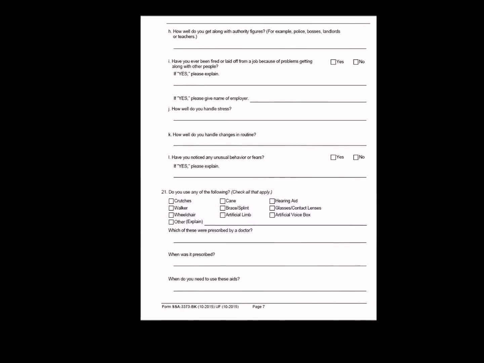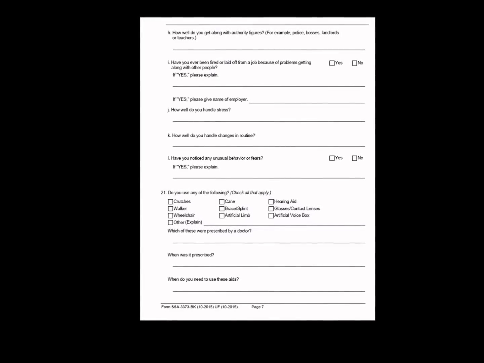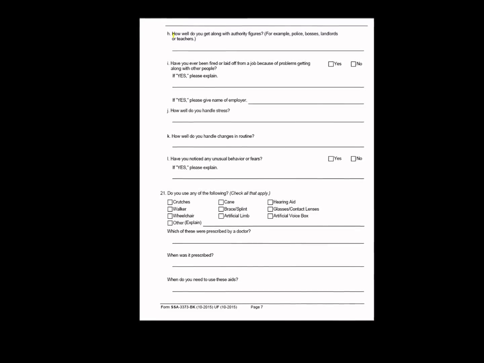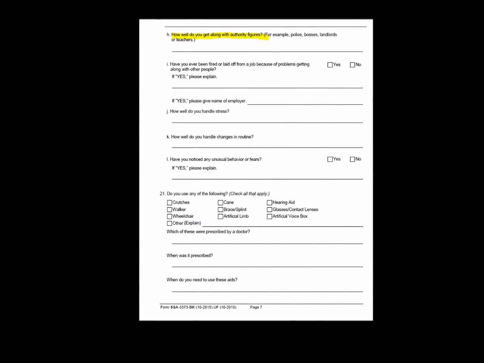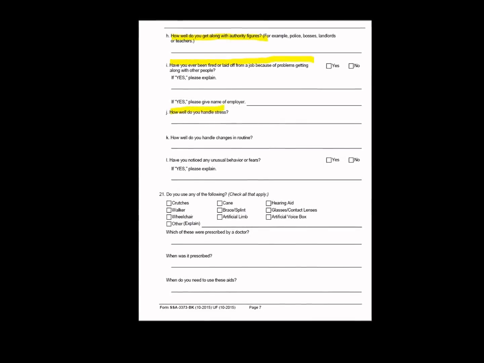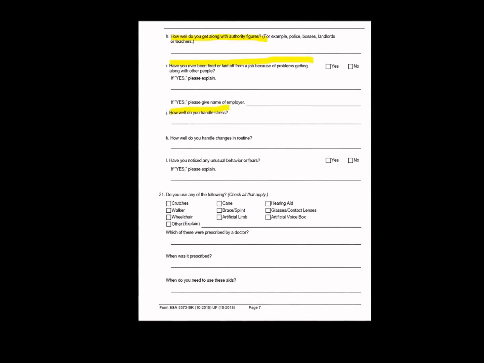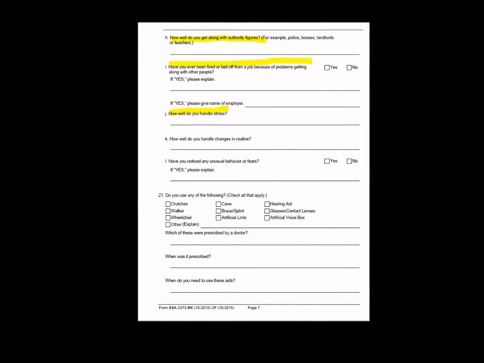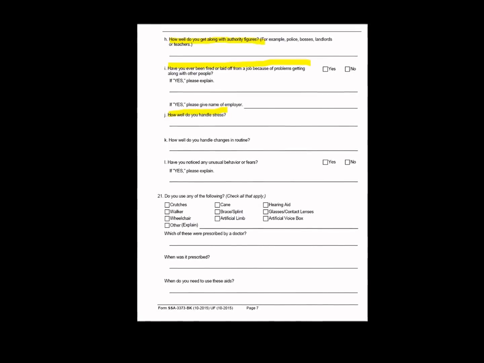Now you want to be as descriptive as possible when they start asking you some of these very particular things that may seem kind of weird. Like, how well do you get along with authority figures? Have you ever been fired or laid off and so forth? How well do you handle stress? It's so easy to say, I don't. Well, that doesn't tell anybody anything. Be specific. How well do you handle changes in routine? I don't. Well, what does that mean?